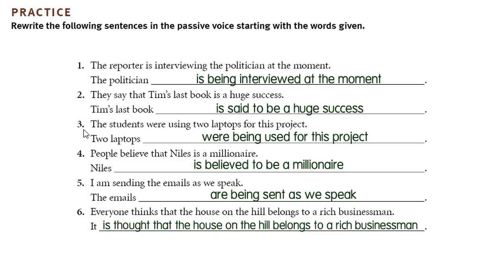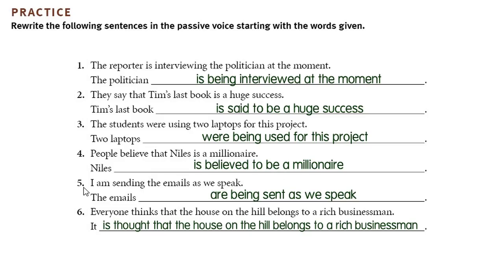Number 3. The students were using 2 laptops for this project. مبني للمعلوم. أما المجهول 2 laptops were being used for this project. هنا لدينا ماض مستمر وحولناه إلى مبني للمجهول باستخدام were being used. Number 4. People believe that Niles is a millionaire. Niles is believed to be a millionaire. ولدينا الفعل believe وحولناه إلى is believed to be.